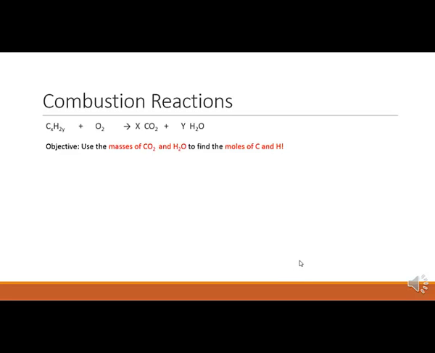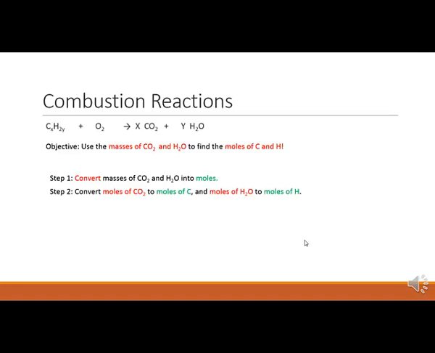Instead, we'll be given the mass of the products, and we'll have to find the moles of carbon and hydrogen in the hydrocarbon. Our first step will be to convert the grams of carbon dioxide and water into moles, since formulas are always in terms of moles. But since we're really just interested in the carbon and hydrogen, our second step will be to convert moles of CO2 into moles of carbon and moles of water into moles of hydrogen.